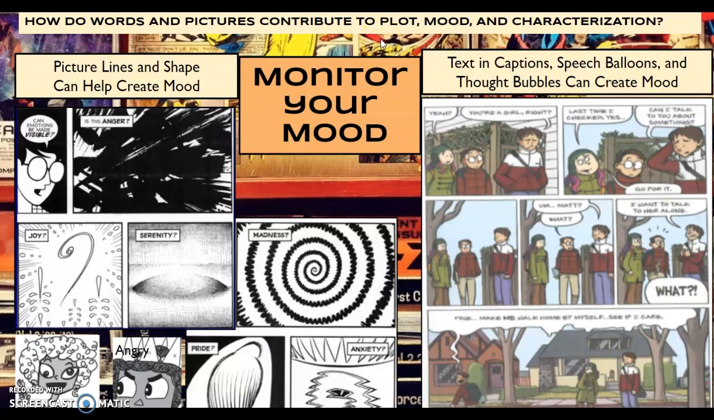Just so you know, when you're looking in your book and you're monitoring the mood, pictures, lines, and shapes can help create mood, as you see here on the left-hand side. And things like the text and the captions, the speech balloons, the thought bubbles, they can also help create the mood because you can see how the characters are feeling, maybe based on what they're saying or what you're seeing in the pictures.